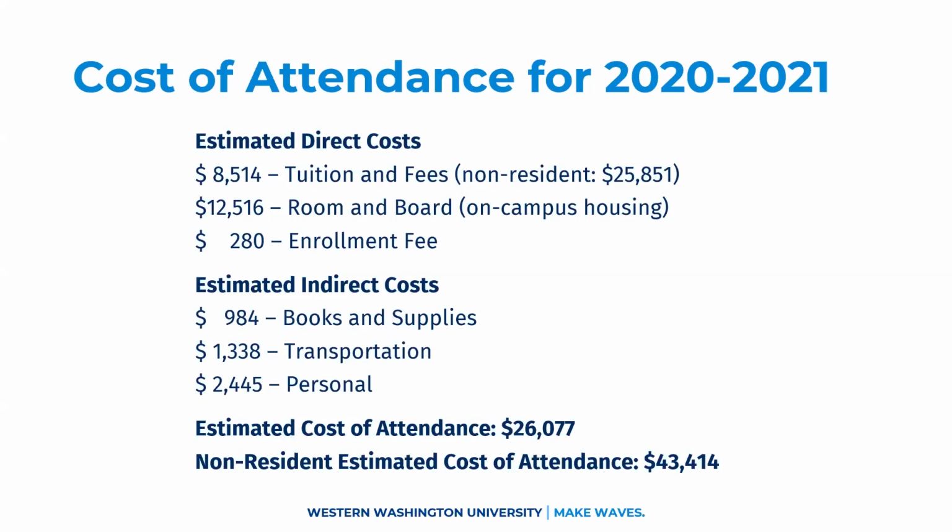So these are, again, our estimated costs. The direct costs are going to be a little more accurate. The indirect costs are going to vary widely student to student. So we have to come up with estimated numbers because this is partly how we build your offer. But keep in mind that you have a lot more control over those indirect costs, and we'll talk about that towards the end in the FAQs. So the total estimated cost of attendance for an in-state student is $26,000, and for an out-of-state student would be around $43,000.